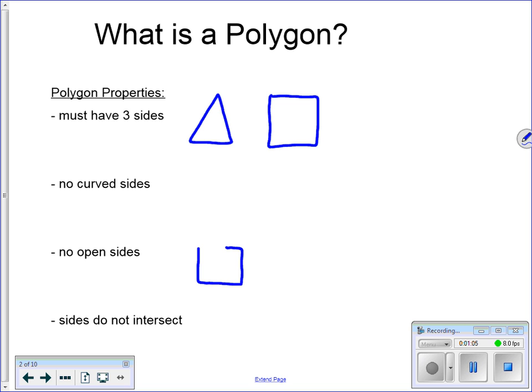Lastly, the sides cannot intersect. So what I mean by that is if we had a shape that looks something like that, that would not be considered a polygon because we can see right in the center that the lines are intersecting. But if all 4 of these requirements are met, we have a polygon. However, if you break one of these rules, the shape is no longer considered a polygon.